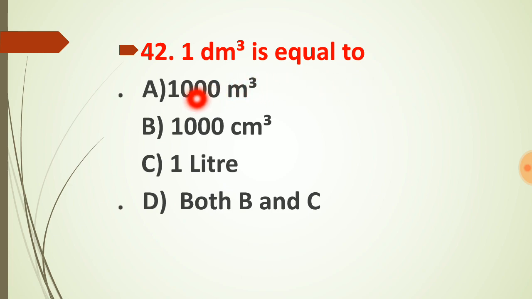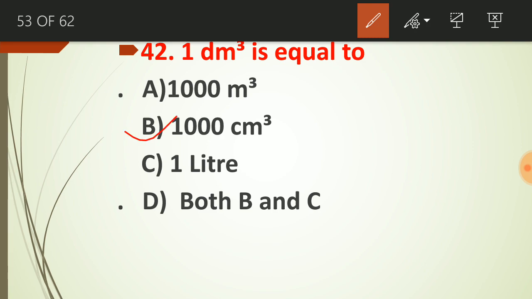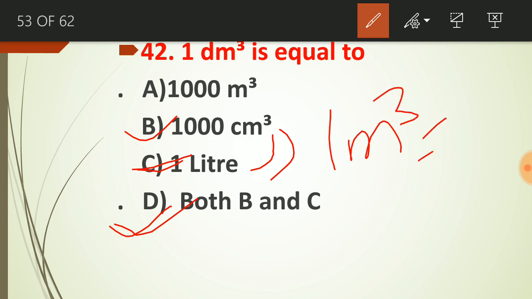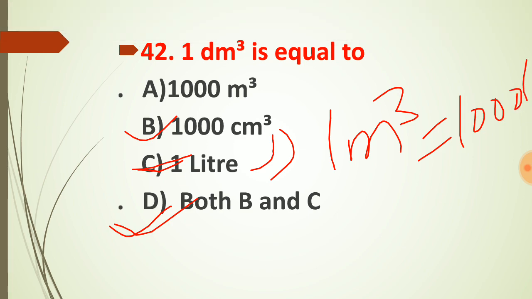1 decimeter cube: 1 decimeter means 10 centimeter, so cube means 10 centimeter into 10 centimeter into 10 centimeter, which is 1000 centimeter cube. In this type of question most students will do that and select answer B, because 1 decimeter means 10 centimeter and cube means 1000, but you have to think about C as well. 1000 centimeter cube is 1 liter. Because of that, in this question option choice D is the correct answer, both B and C. 1 liter is equal to 1000 centimeter cube and 1 meter cube is equal to 1000 liter. Just remember this. Now let's move to question number 43.